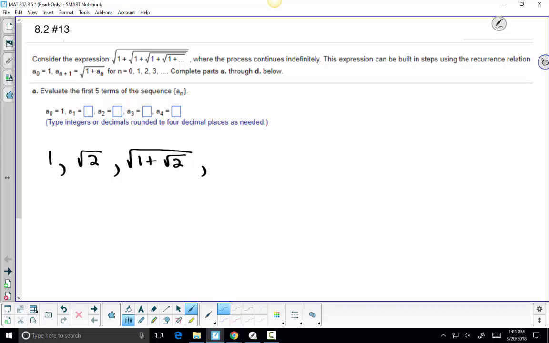And then a sub 3, we're going to take 1 plus a sub 2. So we're going to do this. And then that keeps going on. Keeps on trucking. Any questions on that part? All right. Is that good?